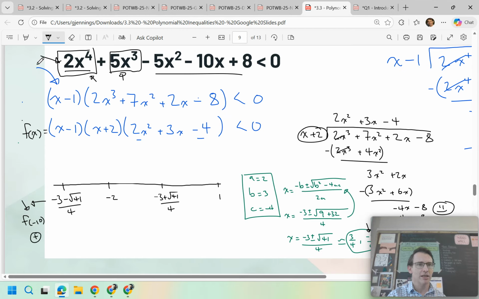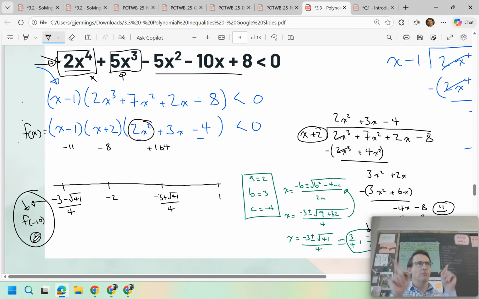Okay, so I can test it in this one if that's easier for me, or I can test it here this way. If x is negative 10, then this is negative. Okay, this is negative 11. This is negative 8. And this one is positive 200 minus 30 minus 4. So that one is positive 164. And negative times a negative times a positive is a positive. So we are positive in this bit here, and that matches our end behavior, what we already knew from visualizing, because we're smart folks who do the problem 2 different ways to check our answers.